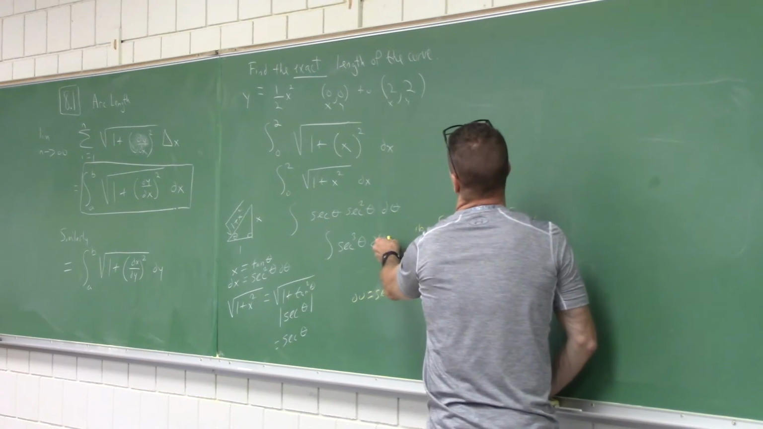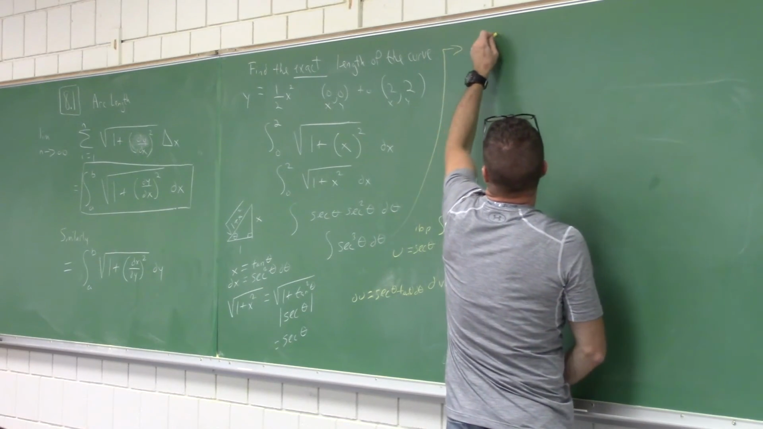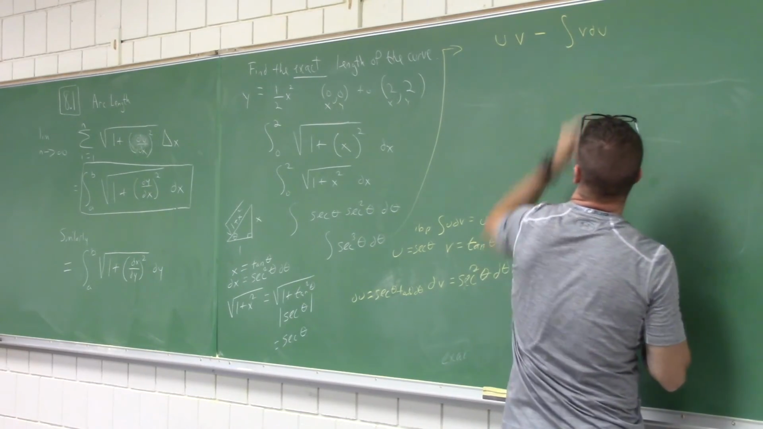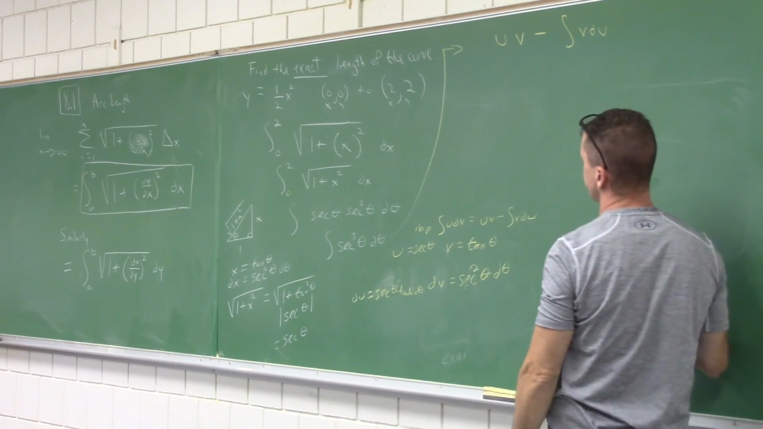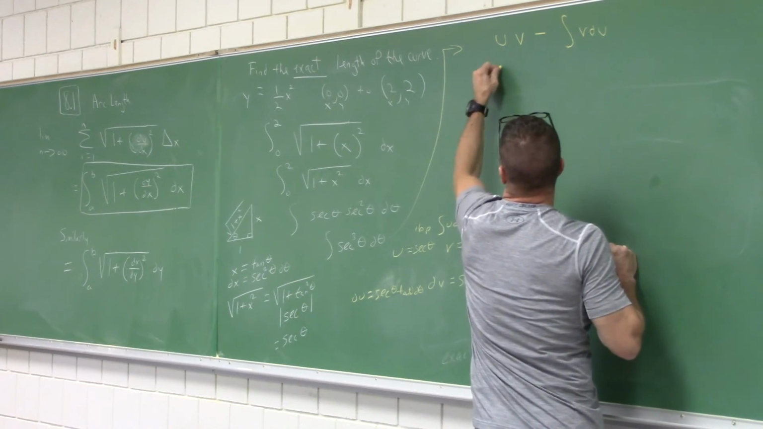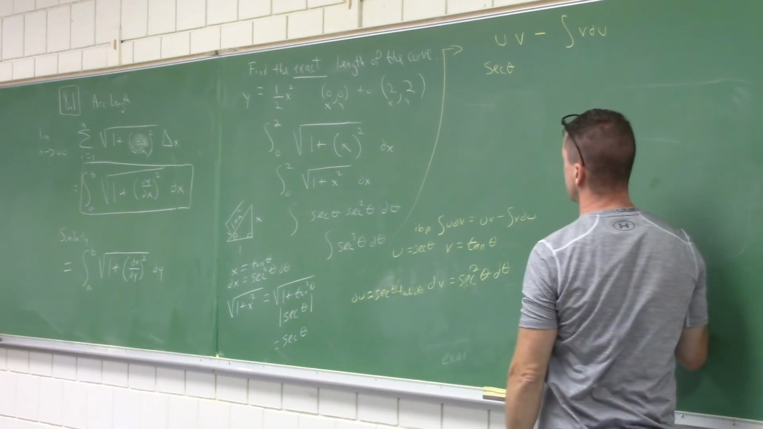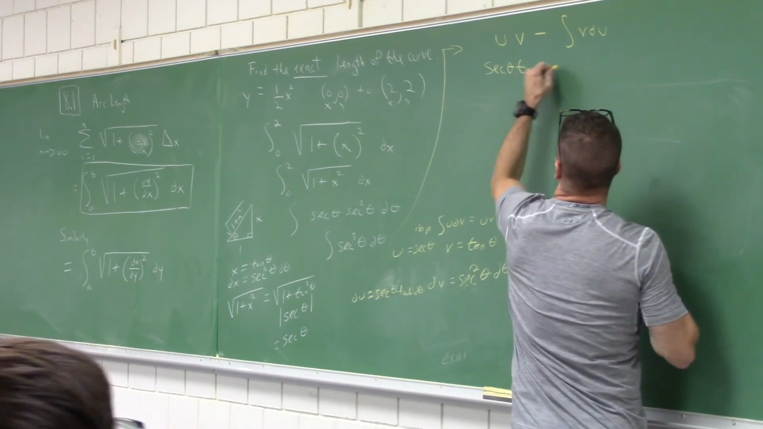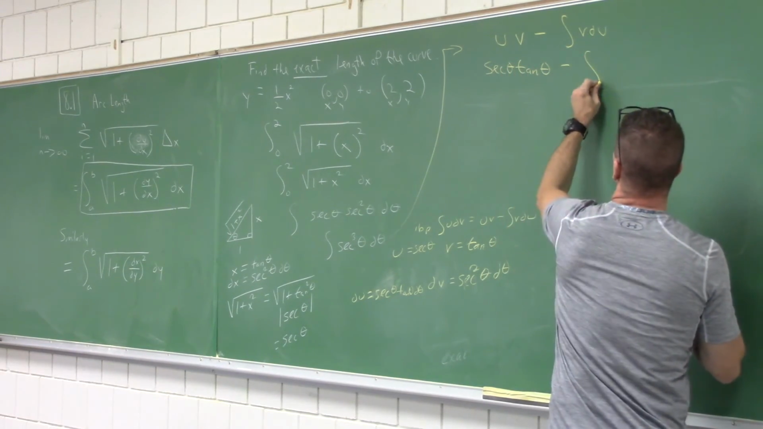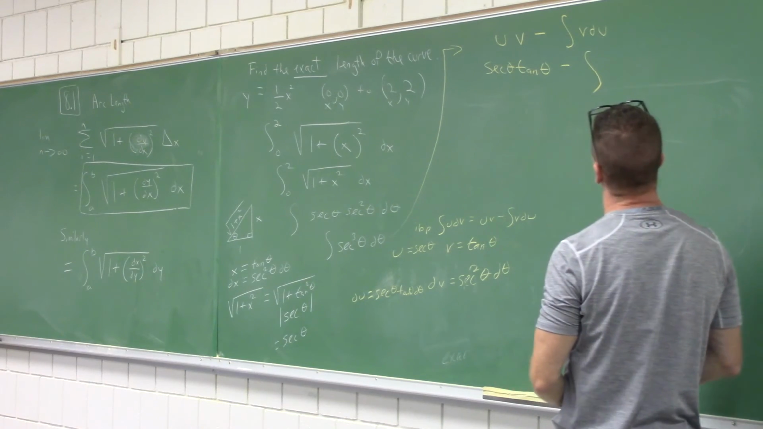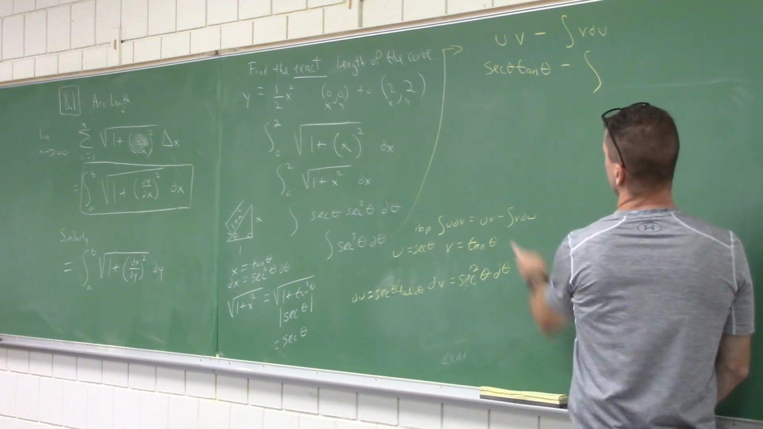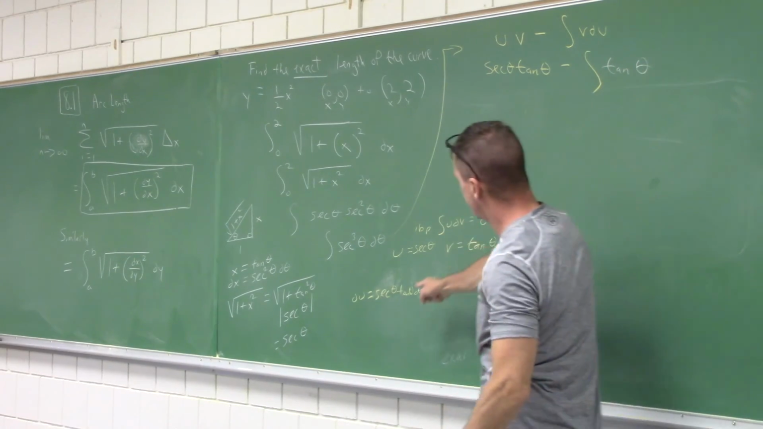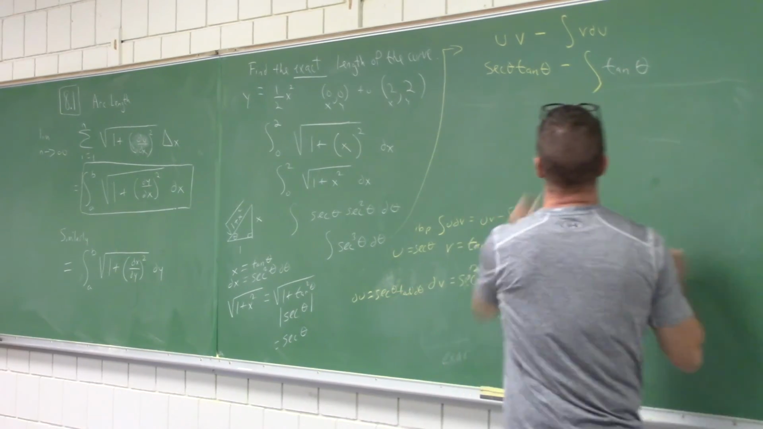I'm going to write this out. We have uv minus the integral of v du. What do we get? Secant theta times v, which is tan theta, minus the integral of v, tan theta, times du, secant theta tan theta d theta.